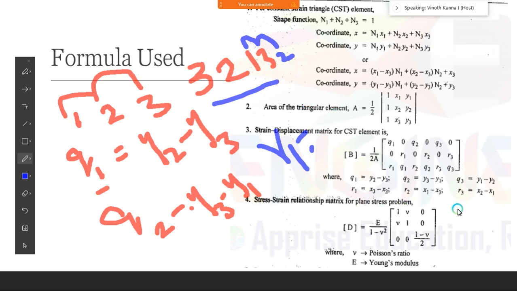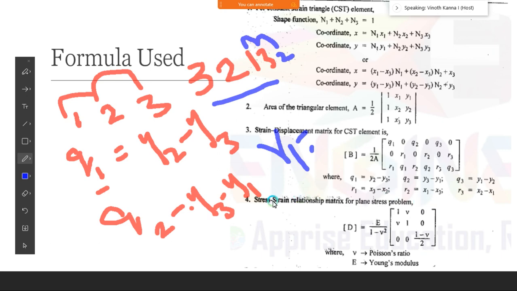So likewise it goes. For Q you go with ascending order, and for R1, R2, R3 you go with descending order. That's it. So 1 2 3 1 2 3 like this for Q, whereas for R it is 3 2 1 3 2 1 3 2 1. That's it. You may easily mark up the formula for the strain displacement matrix.